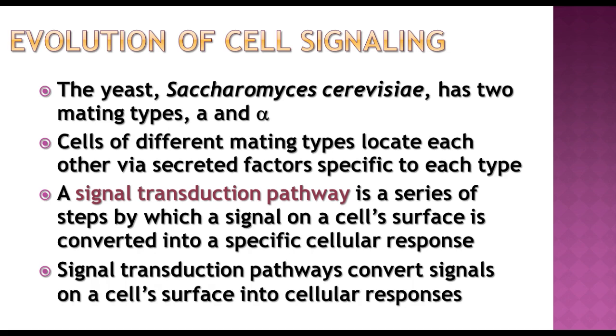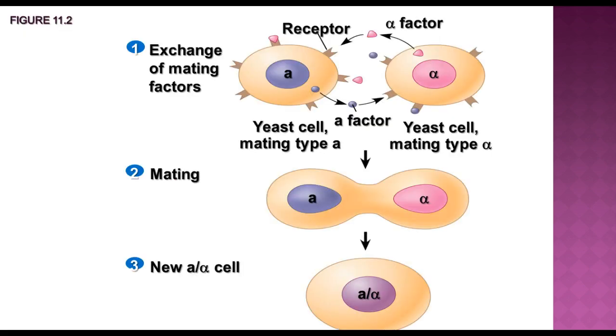These are a series of steps where the signal on the cell surface stimulates a series of intermolecular interactions inside the cell that lead to the response of the cell. Here we have the example of the two mating types of yeast, okay? And they're exchanging mating factors. Notice that they have a receptor. The A strain has a receptor for the factor from the alpha and vice versa. And when they come in contact with each other, that allows them to fuse together and create a cell that is a cross between, or a hybrid between, the A and the alpha cell.